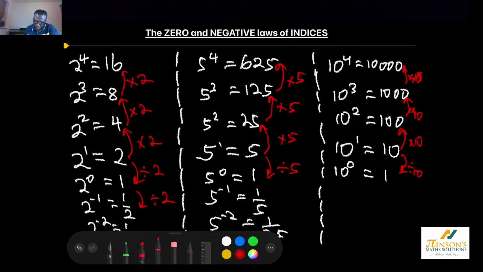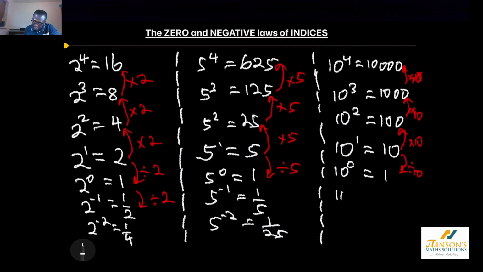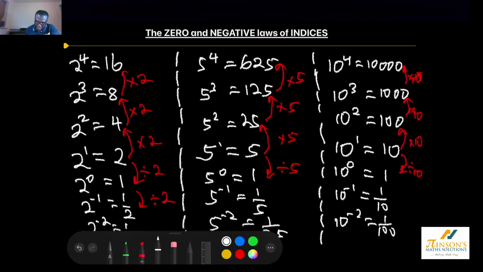As we continue this, we'll also find that 10 to the power of minus 1 is 1/10, and 10 to the power of minus 2 is 1/100. So right here we've got a pattern again happening. Like I said, look out for patterns all the time.